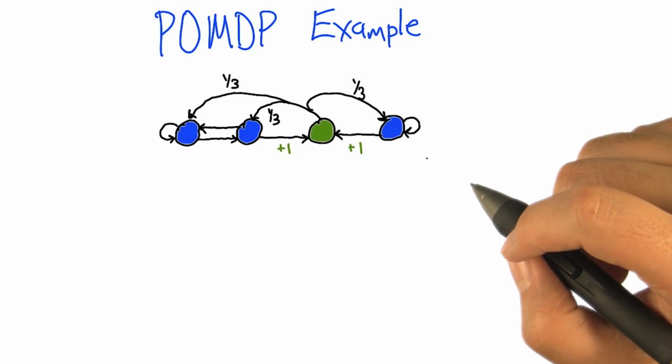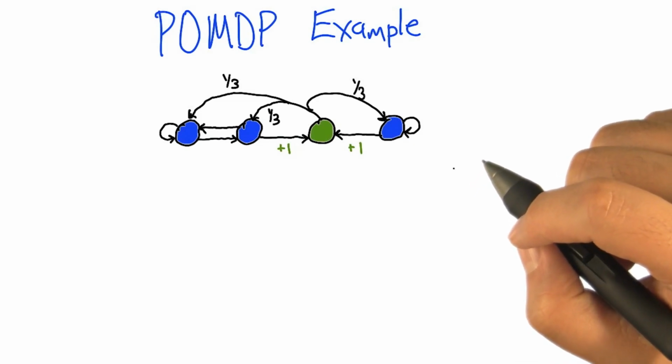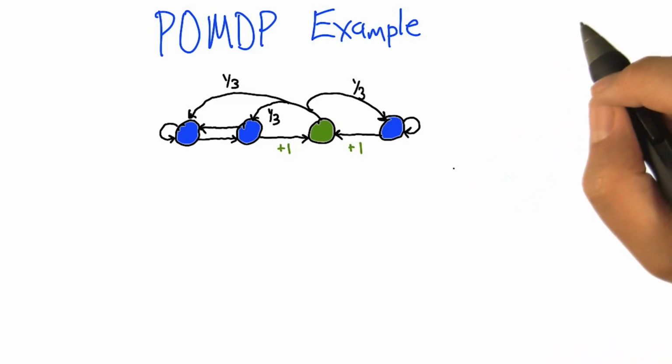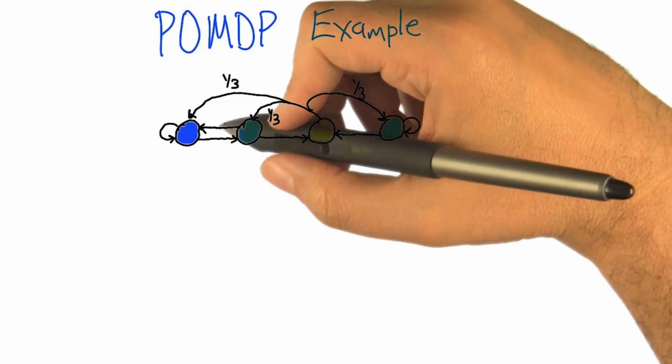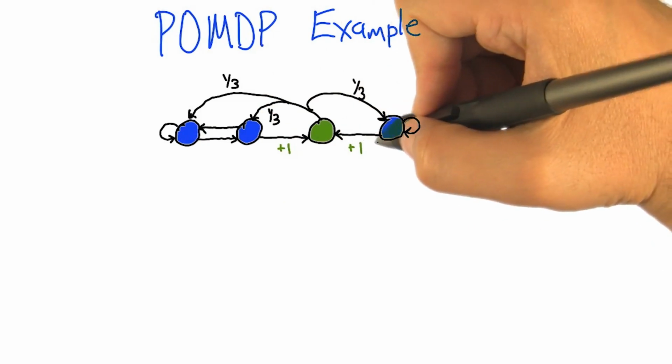I do, and I just realized if I don't know which blue state I'm in, this is a scary, scary little problem to try to solve. Good. That was the thing I neglected to point out. I'm showing the observations in this diagram with the colors.